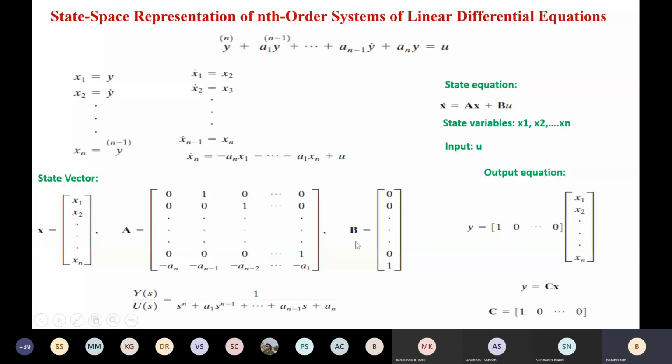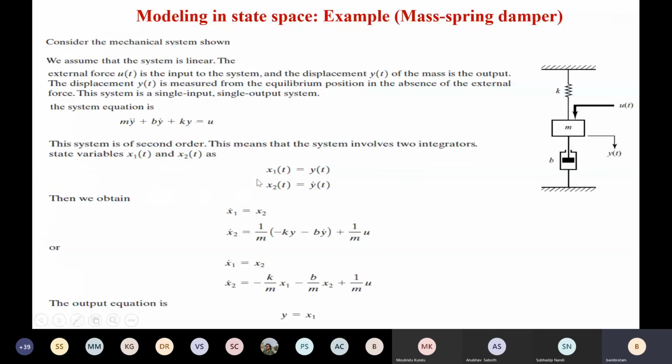For this example, again we are considering the same things. Our output is y, so the first variable we consider is x1(t), so x1 equals y, and x2 equals y dot. These are the two state variables. Then x1 dot equals x2, which I can easily write, exactly following the same logic we used in the last slide. That is why I told you to please try to understand the last slide, so that it will be easier to understand this practical concept.